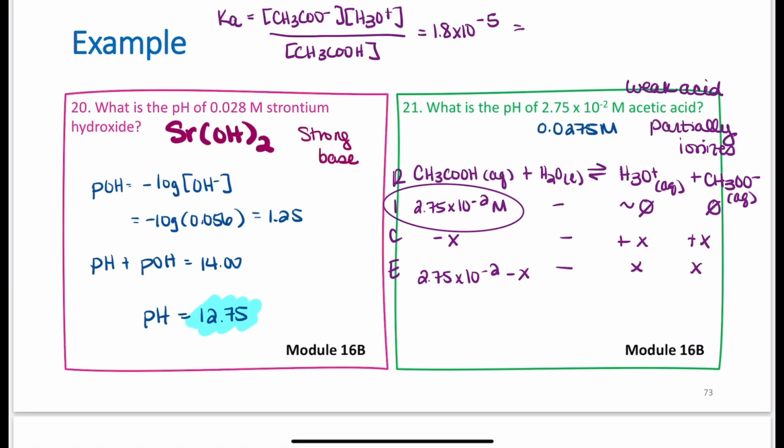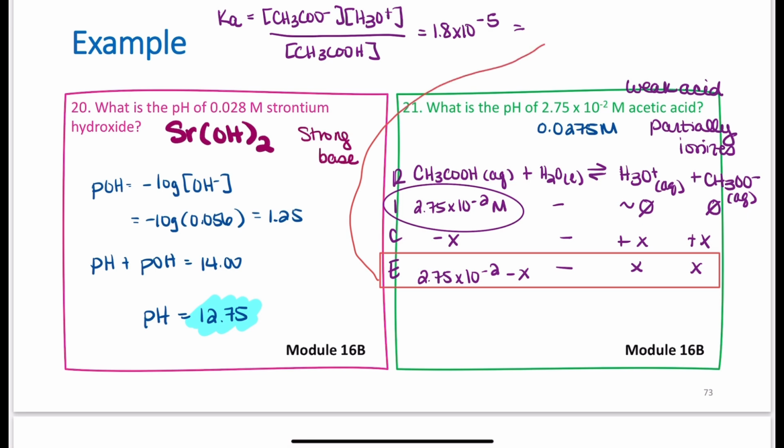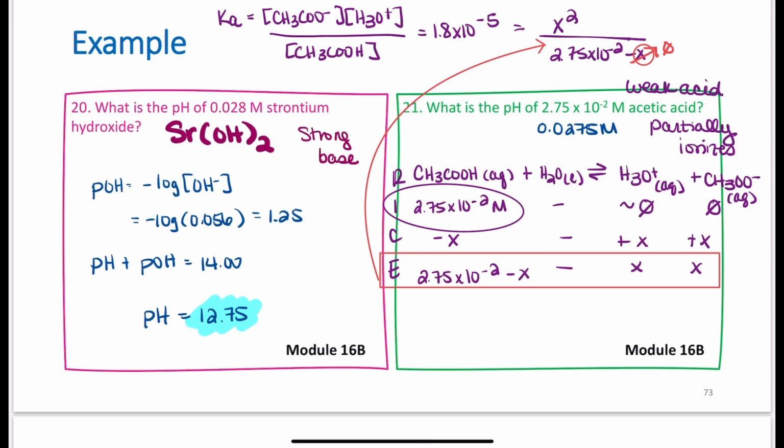Now I'm going to go ahead and plug in my variables from my equilibrium step. So from the step down here, I'm going to plug these in to my K expression. This will give me x squared over 2.75 times 10 to the negative 2 minus x. I truly don't know if I can ignore this x yet or not, but I'm going to try, and I'm going to check the assumption. So I'm going to assume that x goes to 0, and then I'm going to do the math on it and see if it actually is, in fact, negligible.